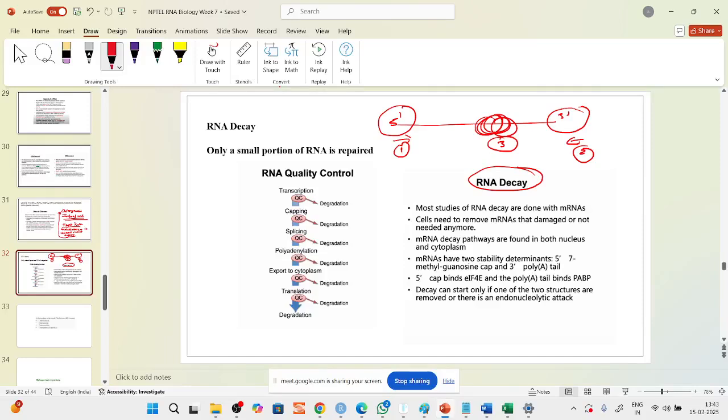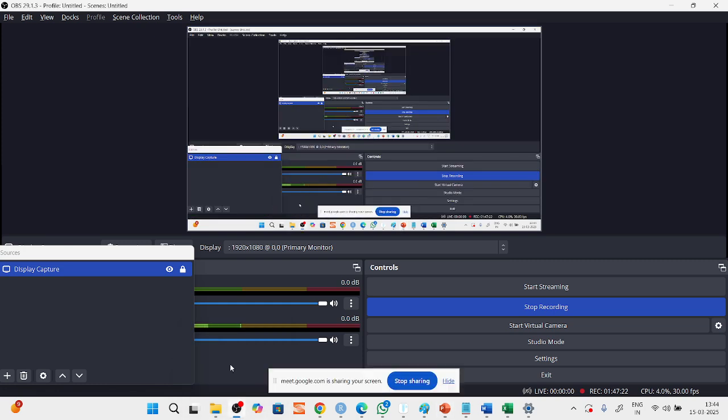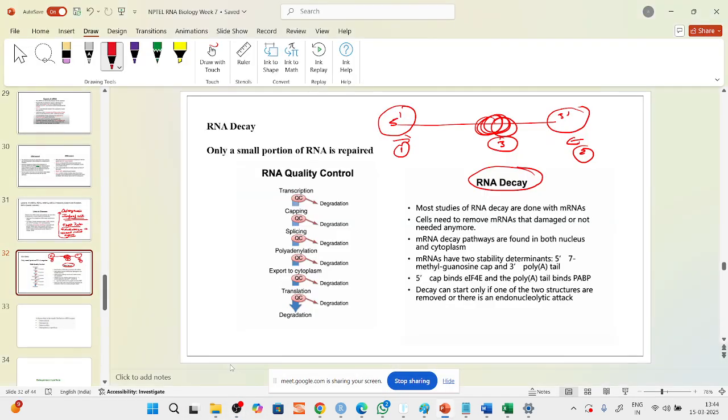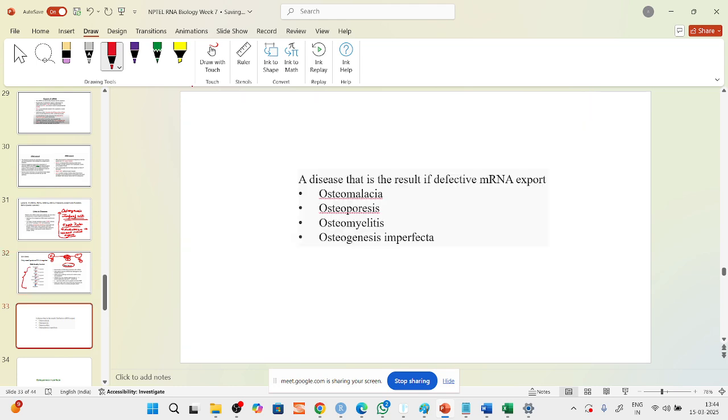And then we started with RNA decay, and how it happens because of the two stability determinants, one at the 5' end and another at the 3' end. If these two stability determinants are affected, then RNA decay happens, whether there is degradation at the 5' end or at the 3' end. Then we studied RNA quality control, which happens at each and every step, from transcription to capping, splicing, polyadenylation, export to the cytoplasm, transport, and translation. This is the life cycle of the RNA, and in this whole lifespan degradation happens. Then we dealt with the questions.